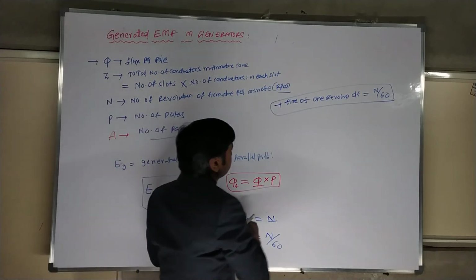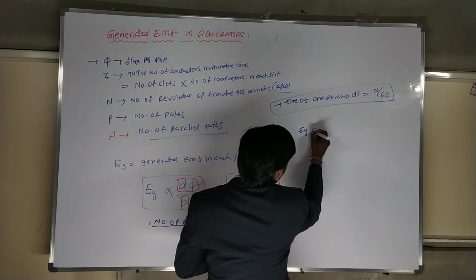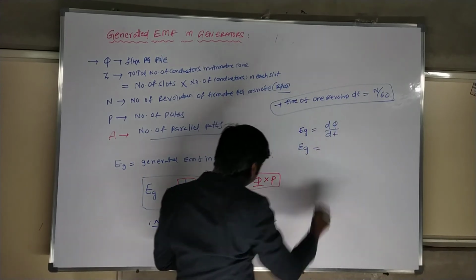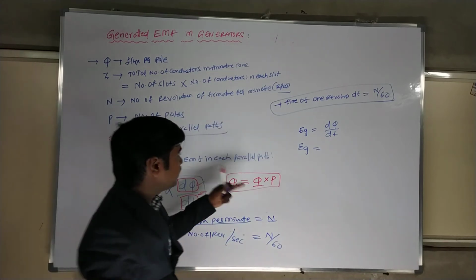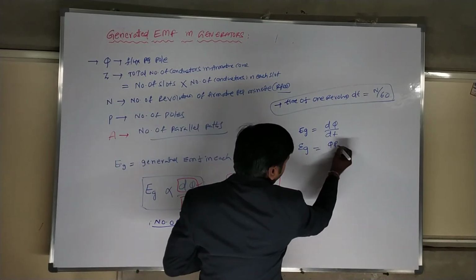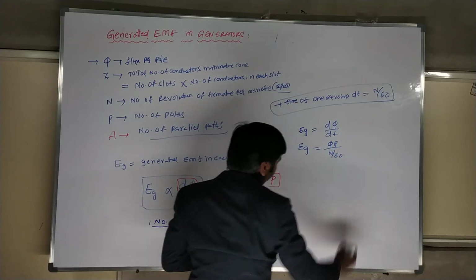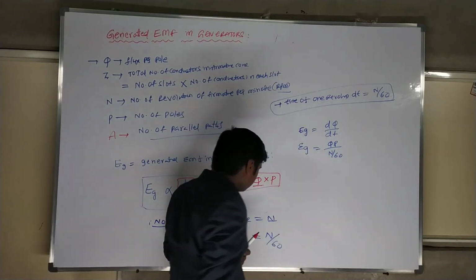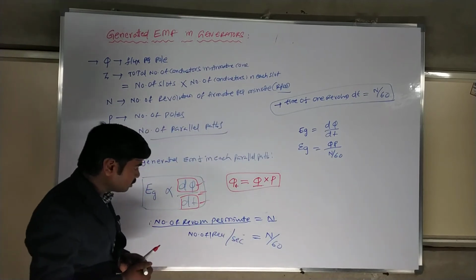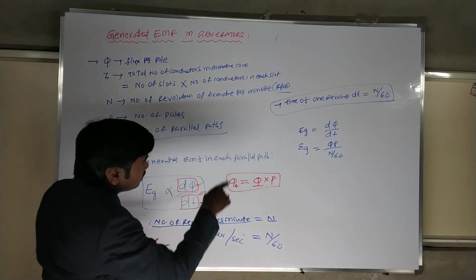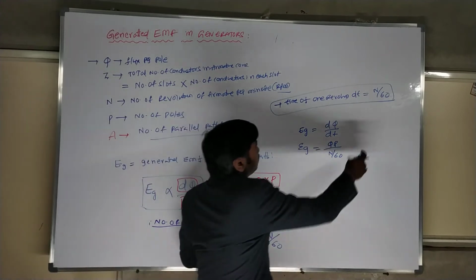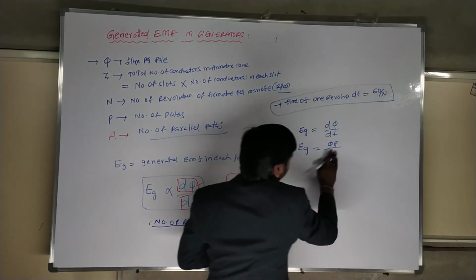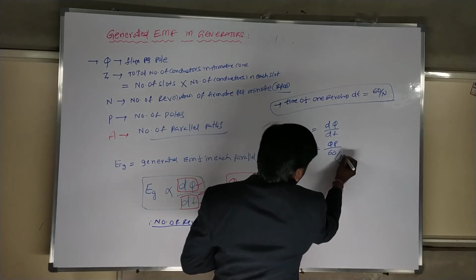We can write Eg is equal to d phi by dt. So Eg is equal to d phi, which is phi into p, and dt is n by 60. Something I wrote wrong, I should recollect myself. Number of revolutions per second is n by 60, so time of revolution is 60 by n.